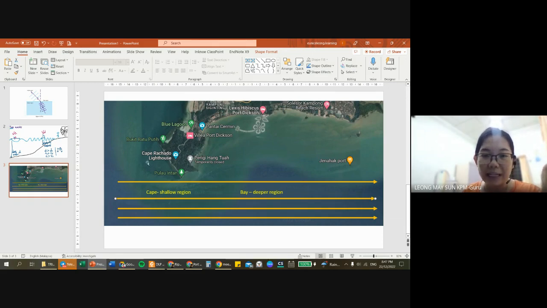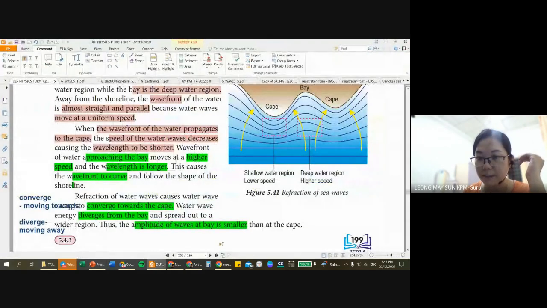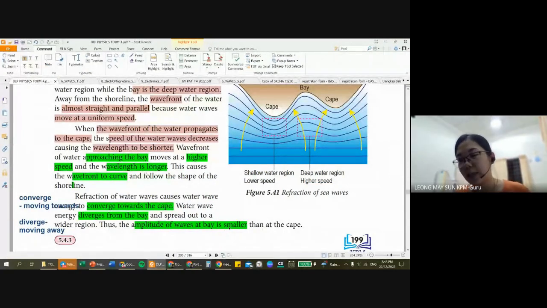So the wave that hits the cape is stronger, but the wave that hits the bay is much weaker because the amplitude has already dropped. Okay, so that is actually the explanation of refraction of sea waves.